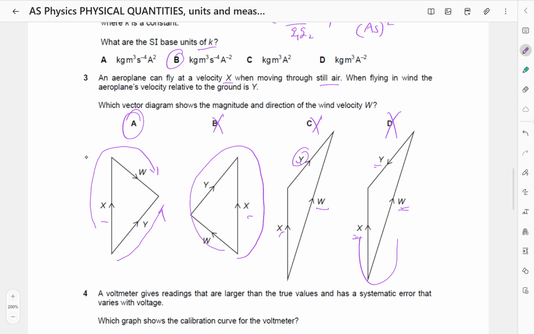So this is the only vector diagram which is making sense because x plus w is equal to y. That is, if x and w are forming a clockwise loop, then y, which is the relative velocity, is the other way around.